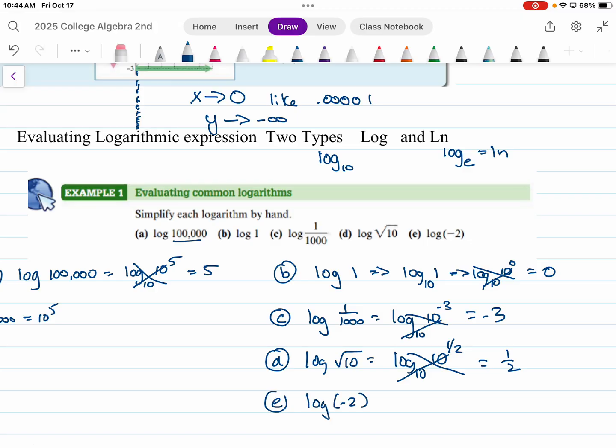And this goes back from the standpoint of what I mentioned earlier on. Cannot take the log of a negative number. So this one, we would say that it does not exist. That answer does not exist because there's no way to raise 10 to a power to get a negative answer.